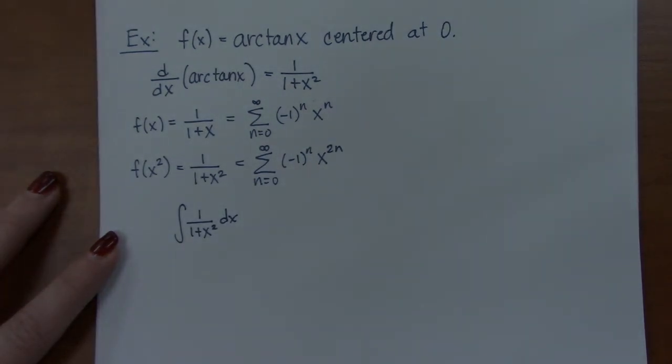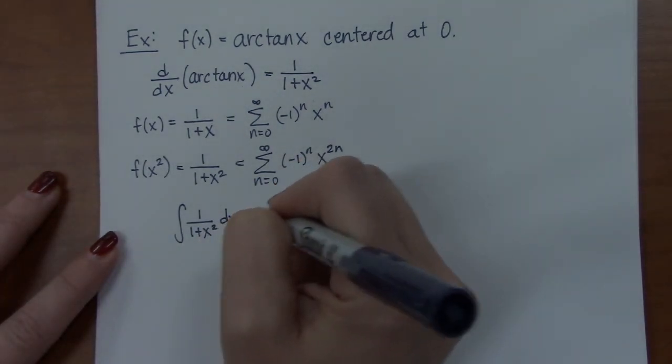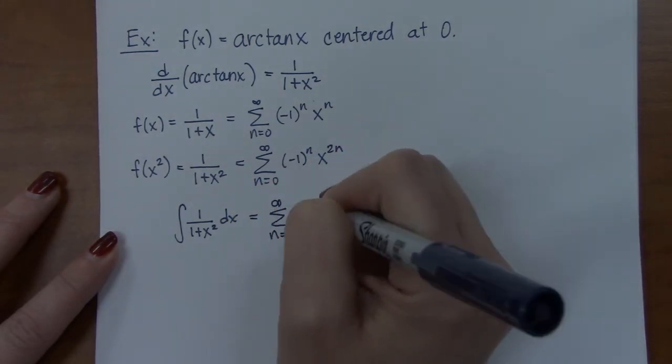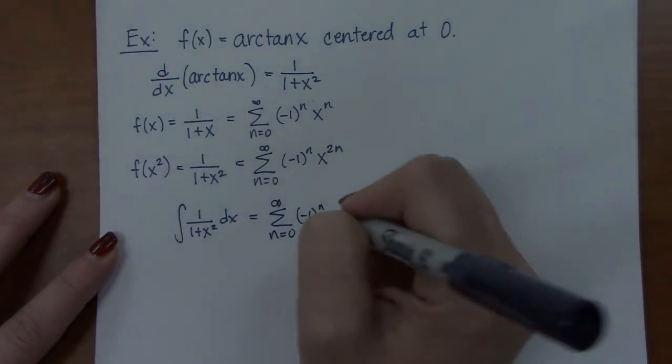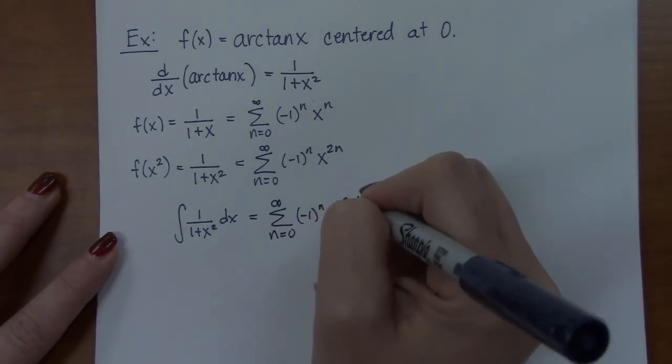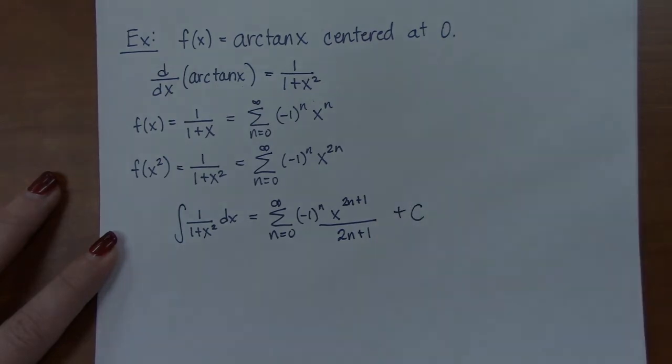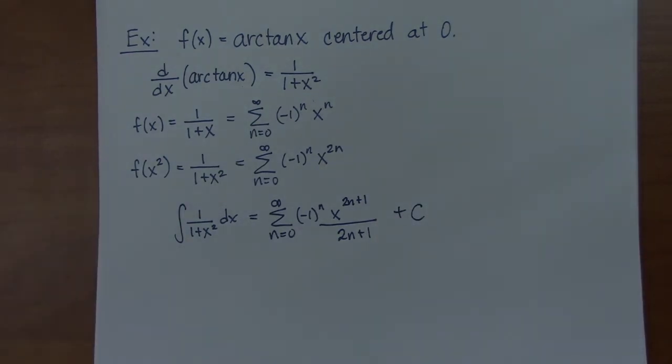1 over 1 plus x squared dx, then just like before, the negative 1 to the n is just a constant, so it just sits there. And we add 1 to the exponent and then divide by 2n plus 1. We still have our constant of integration.